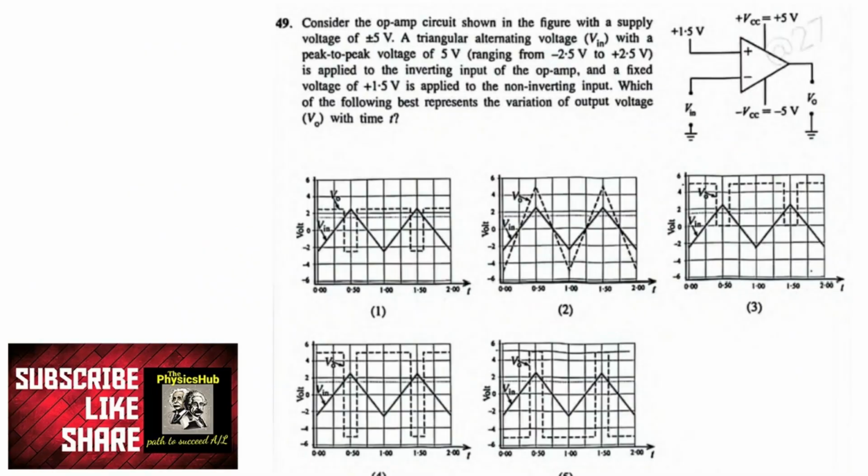Then question number 3. Consider the operational amplifier circuit shown in the figure with a supply voltage of plus or minus 5 volts. A triangular alternating voltage Vin with a peak to peak voltage of 5 volts, ranging from minus 2.5 volts to plus 2.5 volts, is applied to the inverting input of the operational amplifier, and a fixed voltage of plus 1.5 volts is applied to the non-inverting input. Which of the following best represents the variation of output voltage Vout with time?